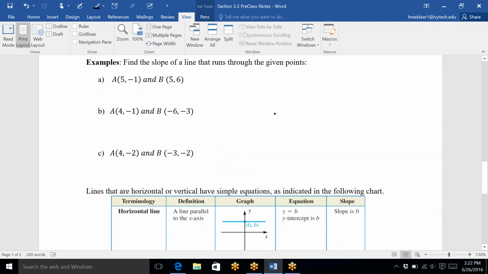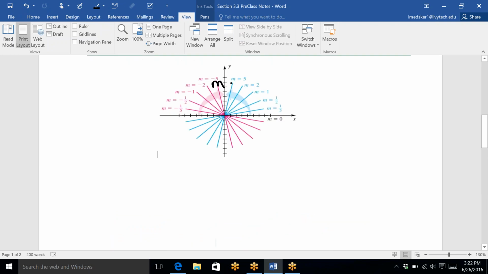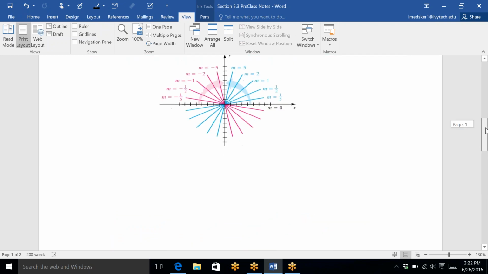Okay, so we're going to jump right in and do some examples using our formula. So I'm going to label this x1, y1. That means they came from the first ordered pair. x2, y2, and I'm wanting to find slope. Oops, I don't know why that jumped.